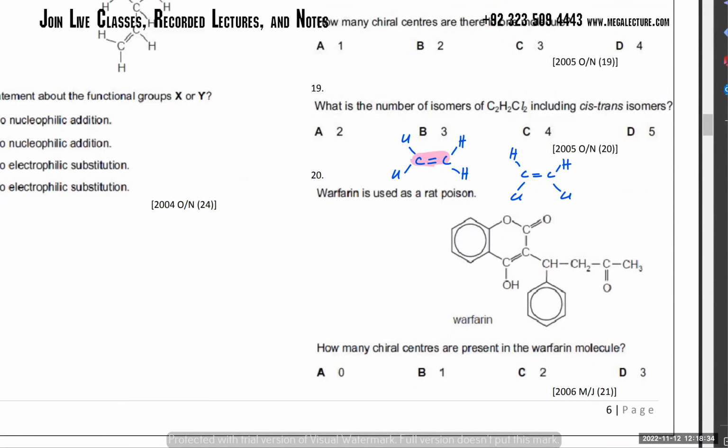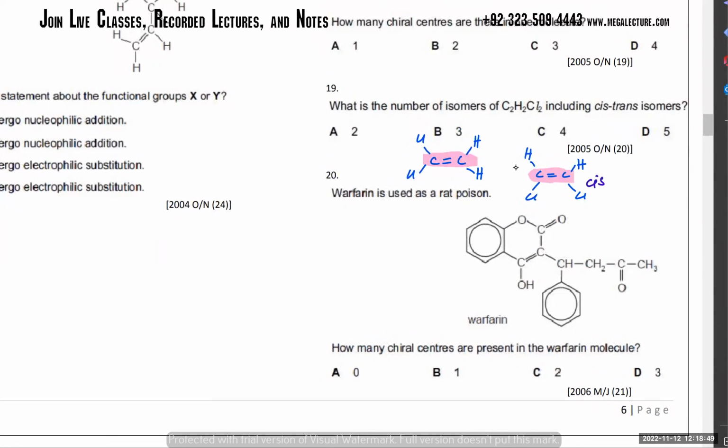Sorry, the second one. First one, that's not cis-trans, okay? The second one is definitely cis-trans because both sides are different. So this molecule will be counted as two molecules. There's going to be a cis version and then there's going to be a trans version. You need to draw. Which version is this one? Cis. Trans, the Cl will be pointing upwards.